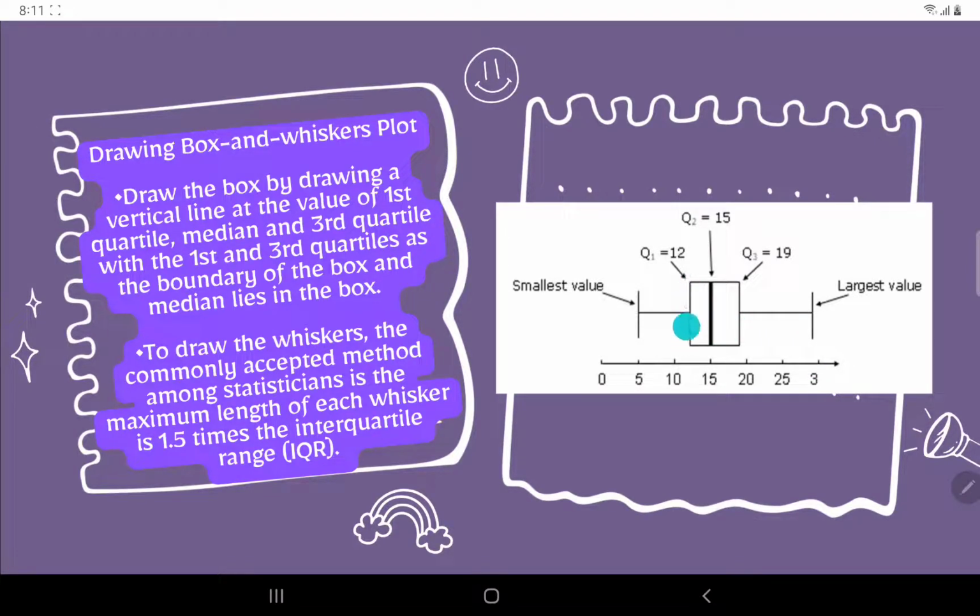Okay, and then kita tahu Q1 kita 12, so kita draw a vertical line here at 12. But Q2 is 15, so draw a vertical line here at 15, and our Q3 is 19, so you need to draw a vertical line at 19. So draw a box here, okay, containing all these Q1, Q2 and Q3. And then largest value dengan smallest value tadi dah tahu, and then lukis dia punya whisker. Okay, itu cara nak lukis box and whisker plot.